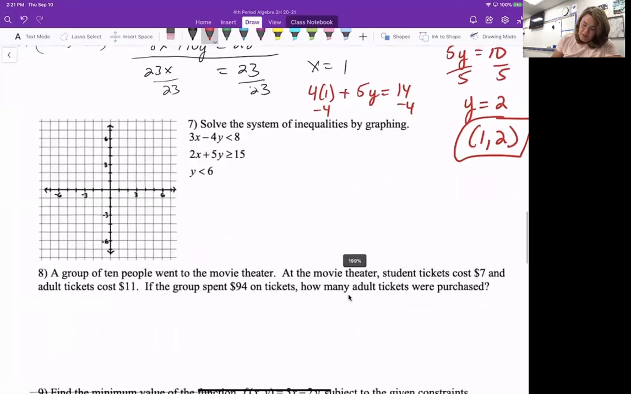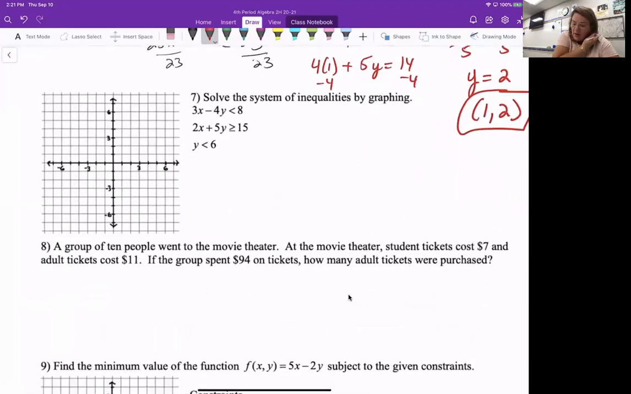All right. Next, solve the system of inequalities by graphing. In order to graph an inequality, the first thing I want to do is get it into a y equals something form, so I can have a y equals mx plus b form. The only difference is it's an inequality instead of an equation.